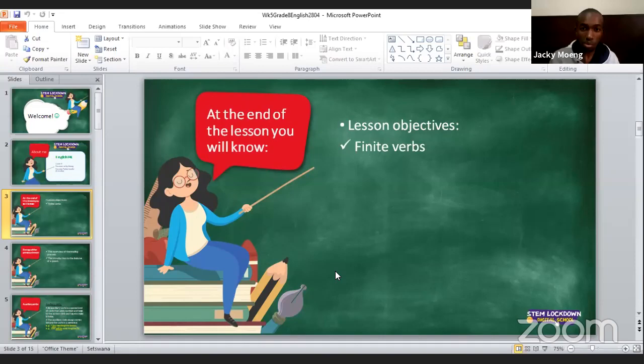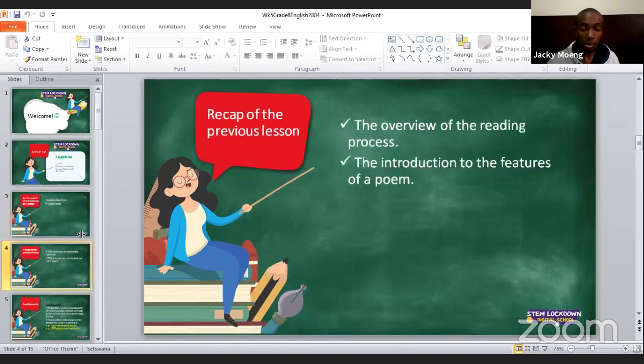Today's lesson will be about finite verbs. Let's continue. Remember to use the chat if you have questions and clarifications.